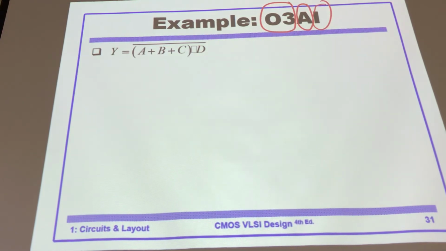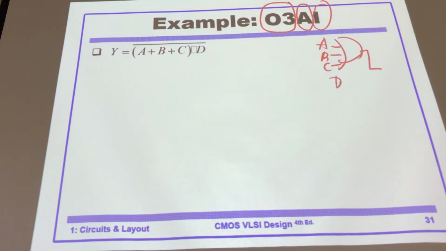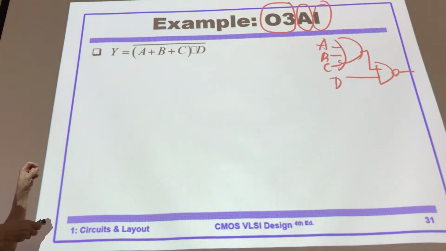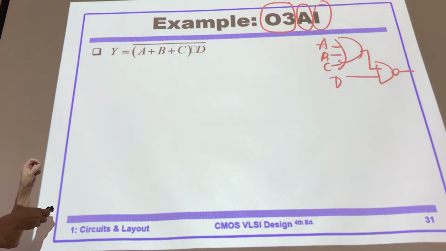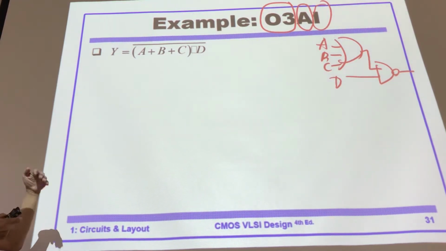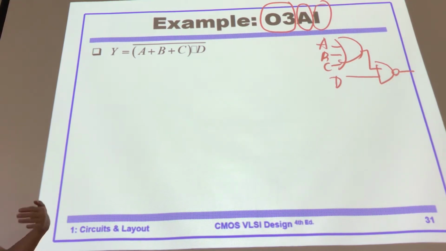Meaning A, B, C OR, then two input AND, then invert. Equivalent. But those are two different gates: one three-input OR gate, one two-input NAND gate. These are two separate gates, and these are two stages. They can be implemented in one stage. That's a compound gate. The whole thing is a gate. Okay?